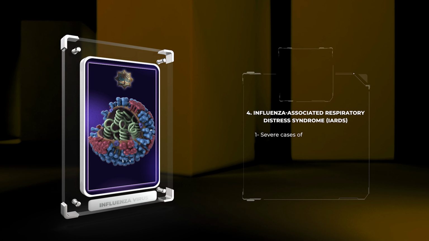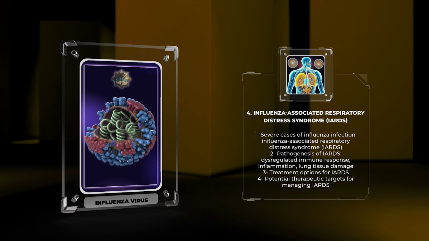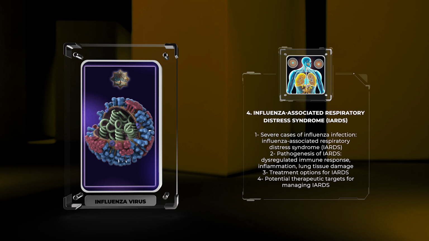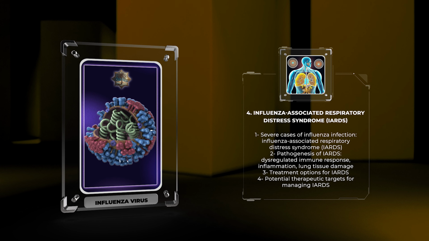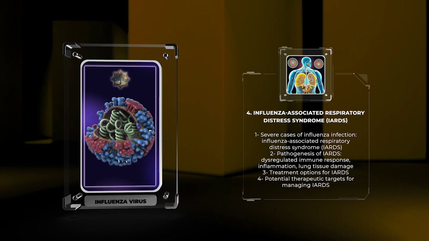In severe cases of influenza infection, individuals can develop a life-threatening complication called influenza-associated respiratory distress syndrome, IRDS. This topic focuses on the pathogenesis of IRDS, including the dysregulated immune response and the role of inflammation in lung tissue damage. We will also discuss current treatment options and potential therapeutic targets for managing this condition.